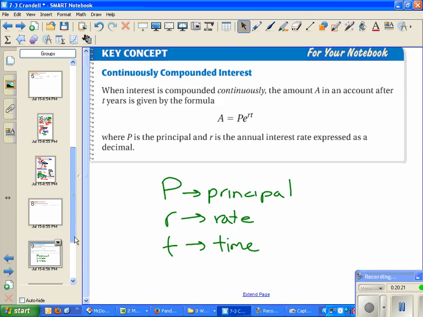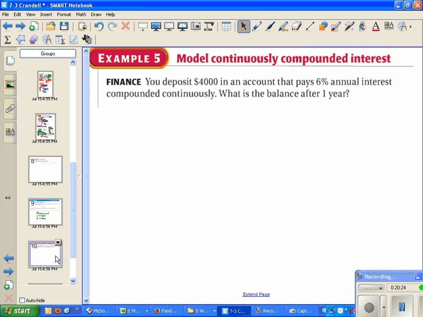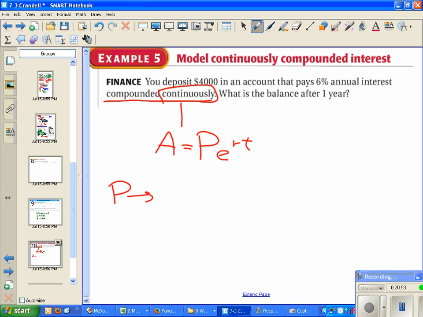Write that down. All right, so for example 5, it's compounded continuously. So as soon as you know continuously, you're thinking, oh, that's PERT. So A equals P times E to the RT power. If you take any business classes in college, you will be talking about this in your business calculus class. All right, so figure out what P is, figure out what R is, and figure out what T is, all by your lonesome.